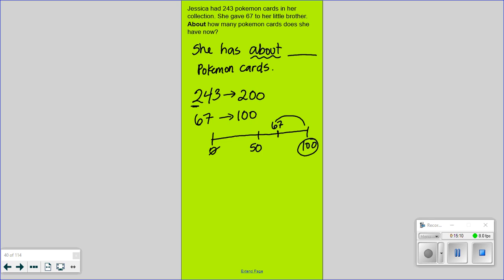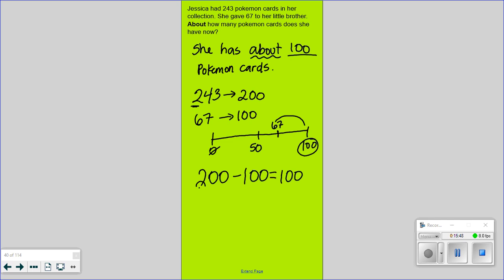She had 200-ish Pokemon cards. She gave 100-ish to her little brother. How many does she have now? What equation matches that? 200, if you're giving something away, we're not going to have it anymore, minus 100. You think you could finish that equation, Art? Equals 100. Wow, that was way easier. 200 minus 100 equals 100. She has about 100 Pokemon cards.